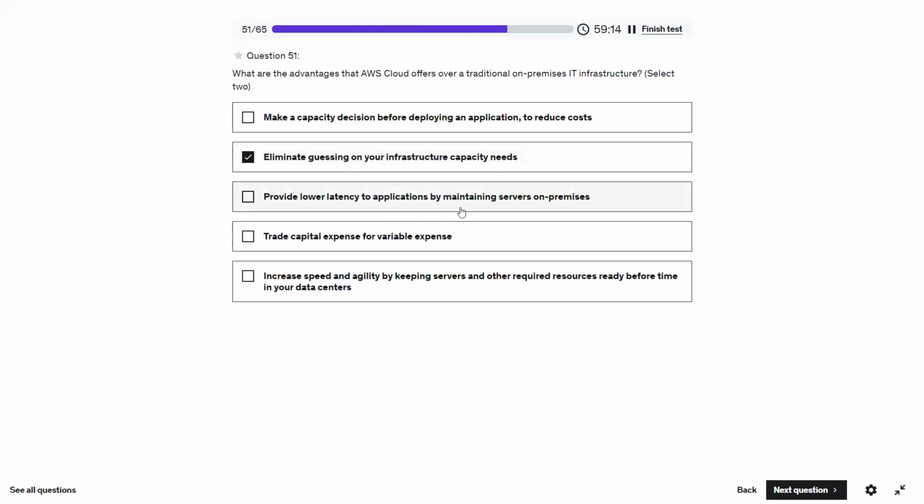Provide lower latency, no. Trade capital expense, definitely, because capital means the money, and we can trade. Trade means that if we need an EC2 instance for 30 minutes, then we only pay for the 30 minutes. So it's a variable expense. And increase speed and agility by keeping servers, no. So these two look okay to me, because we need to select only two.